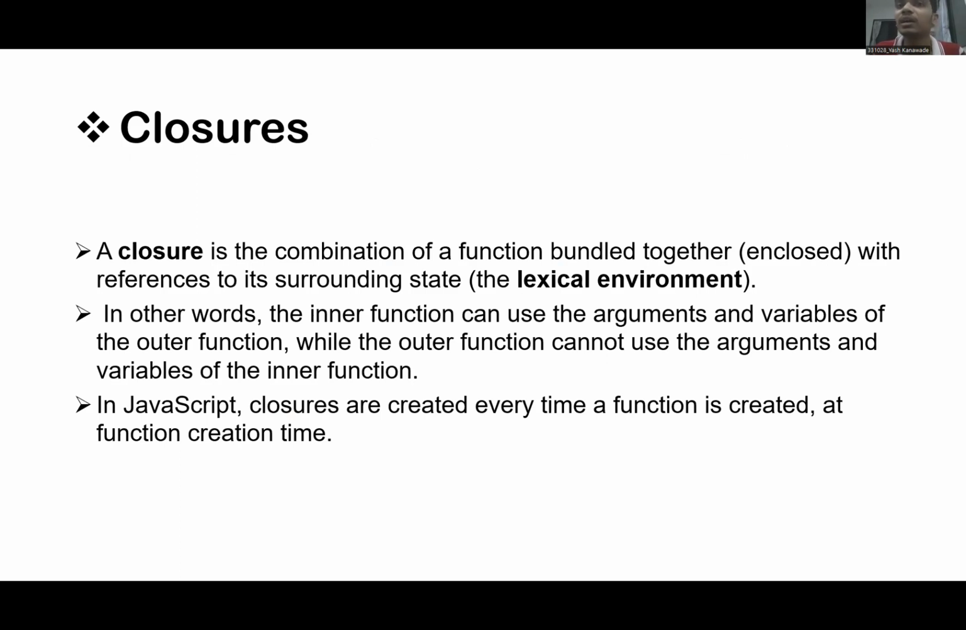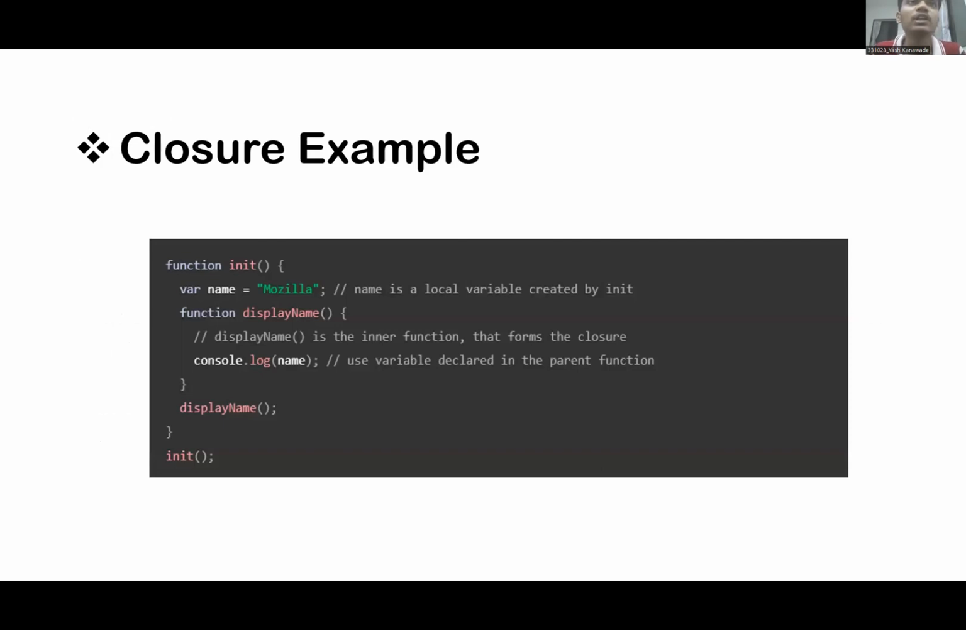In JavaScript, closures are created every time a function is created, at function creation time. Here is an example: function init. We have taken var name equals Mozilla, and inside it we have taken a nested function named displayName. Here we will print the name to the console log. As it is taking the reference from the outer function's variable, it is using its lexical environment. That's why the console will print Mozilla as the output.